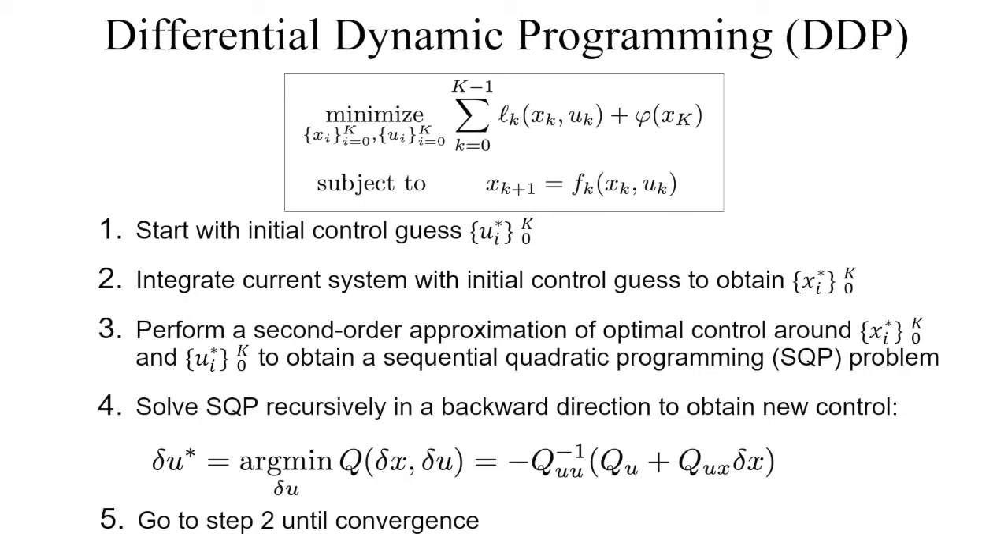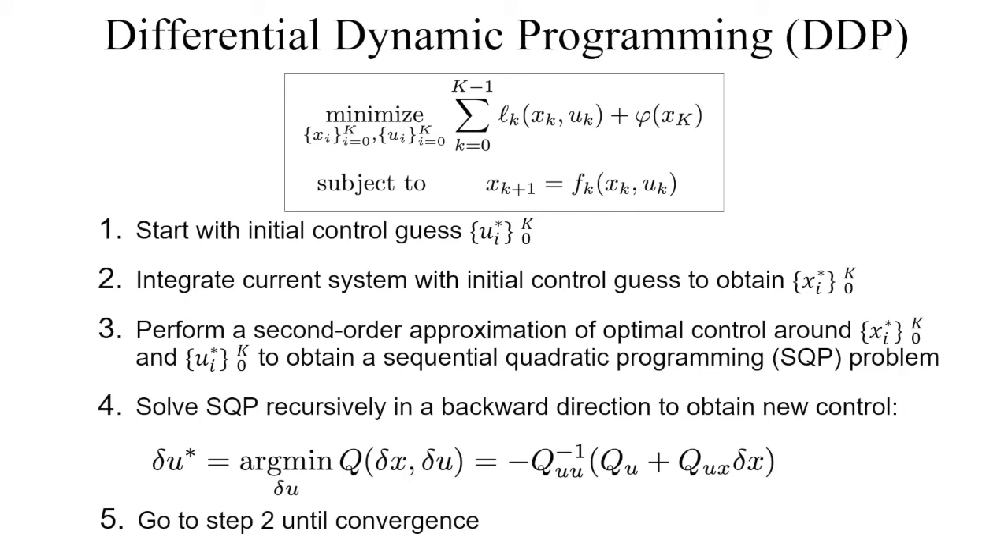Next, let's talk about differential dynamic programming approach. At first, we start with the initial control guess. Then, we integrate the current system with the initial control guess to obtain the trajectory of states. Next, we perform a second-order approximation of optimal control around the trajectory of states and controls to obtain a sequential quadratic programming problem.